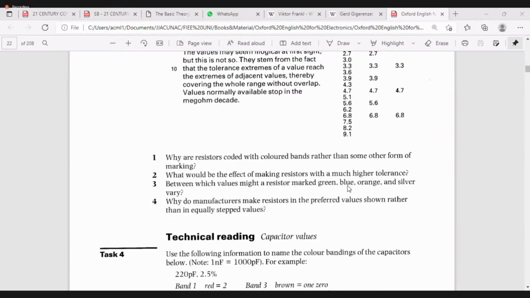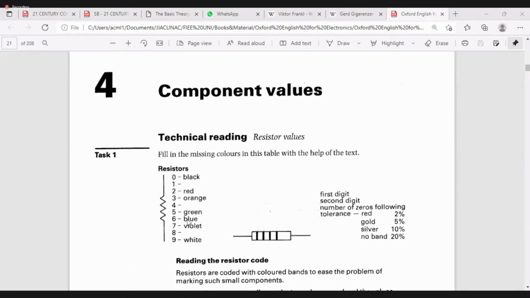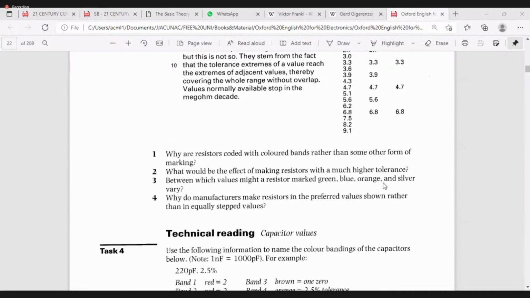Blue is 6. Normally it is 5.6. So green, blue, orange. Orange is 3. So we have 56 kilo ohm with plus or minus 10%. So those are the values we discover.